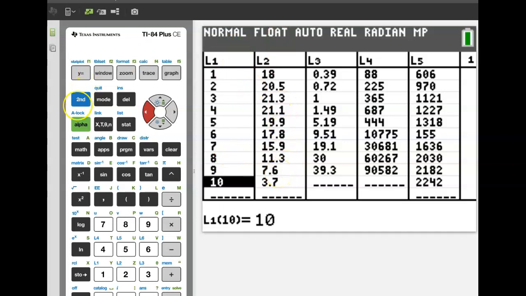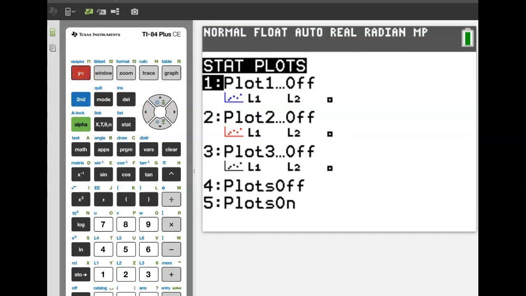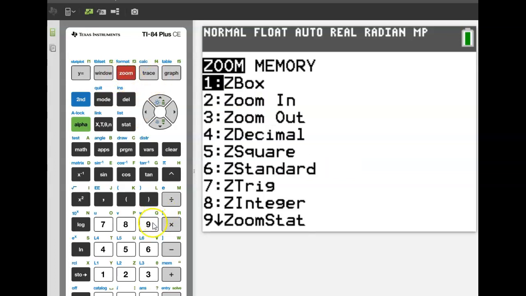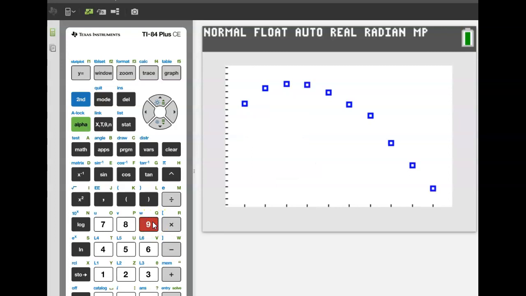Now, does anybody remember how we could look at it? How do we look at the scatter plot? Because that's what you're going to need to be able to do today. Does anybody remember at all? You have to turn a plot on. So it's second y equals, and I have mine in list 1 and list 2 to make sure it's on. And then I pick the first one as the scatter plot. And then I have to do a zoom 9, and it looks like this.